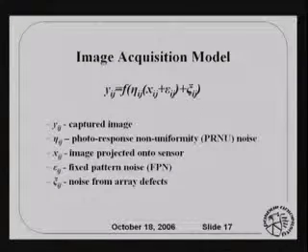Then we have an additive noise epsilon_ij, which corresponds to the FPN, fixed pattern noise. The source of fixed pattern noise is basically dark currents. By dark currents we mean that even if we have no light falling on the imaging sensor, we are still getting some output, and that corresponds to the dark current noise.